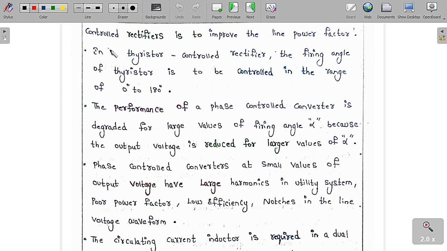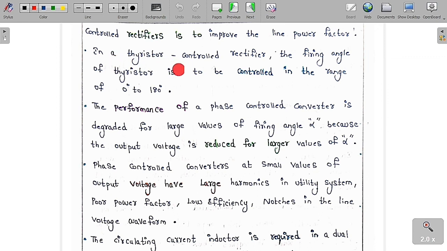The main function of a freewheeling diode in a phase control rectifier is to improve the power factor, because the voltage will never be negative. The motor voltage is never negative, so the average value of the output voltage is always positive. Therefore, as the average value of the output voltage is positive, the input power factor will increase.